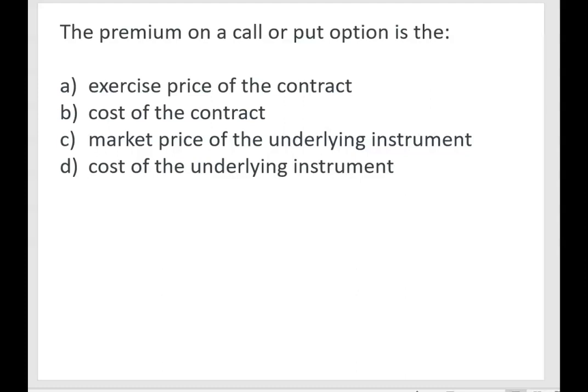Okay, let me see. I've got 1, 2, 3, 4, 5, 6, 7. Okay, I think everyone's answered. So let's take a look. So the best answer choice, the premium on a call or put option, is the cost of the contract.